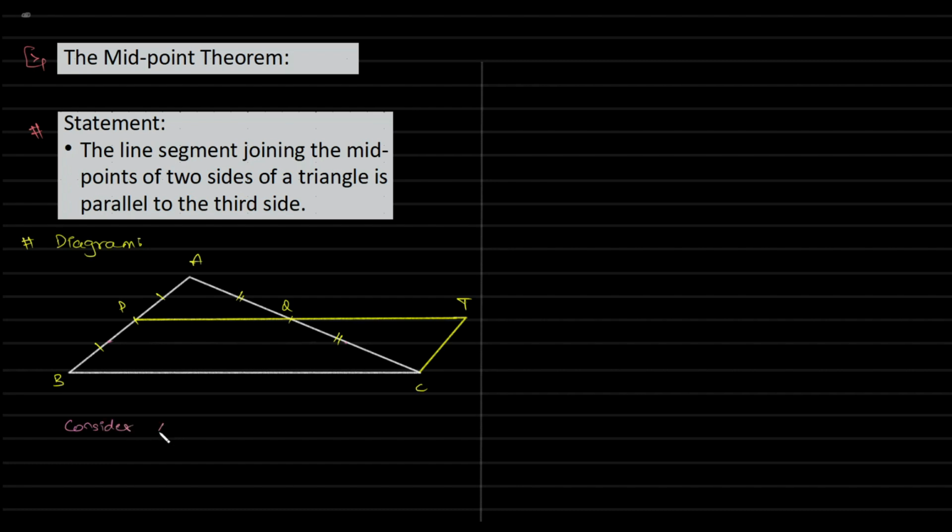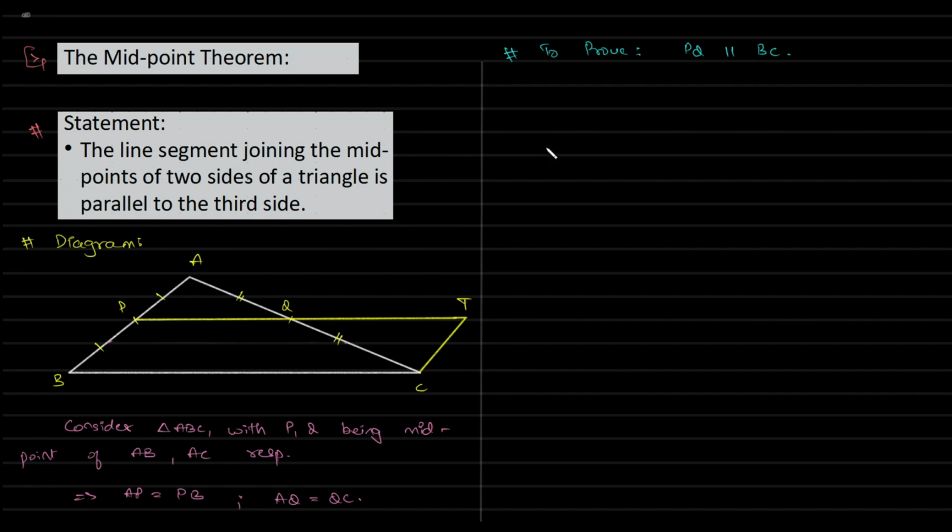Consider triangle ABC with P, Q being midpoints of AB and AC respectively. So this means AP is equal to PB and AQ is equal to QC. Next, we need to prove that PQ is parallel to BC.